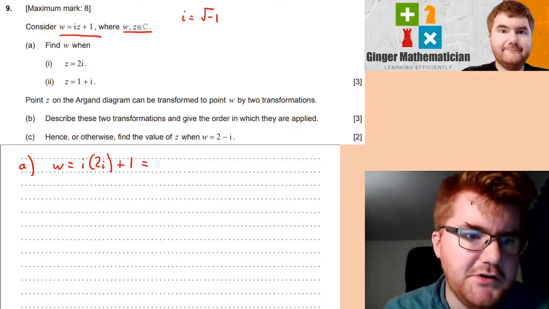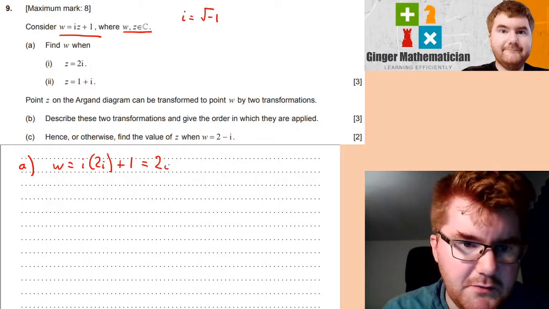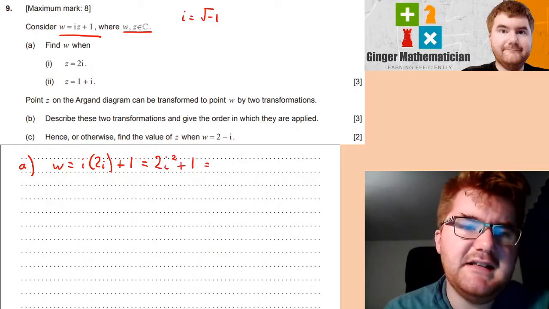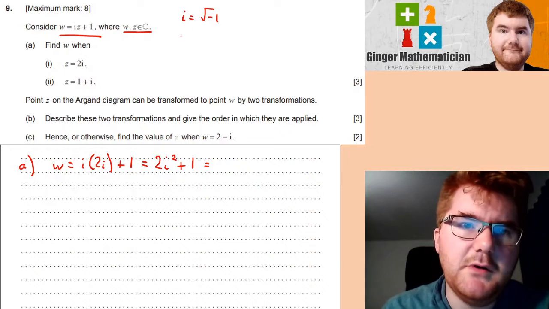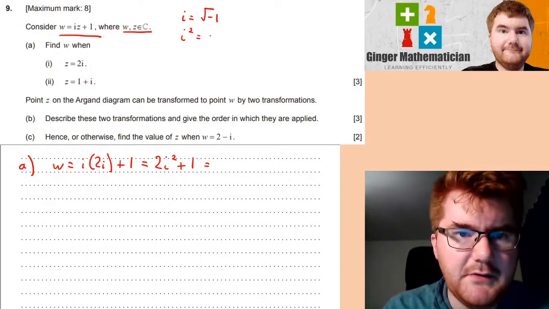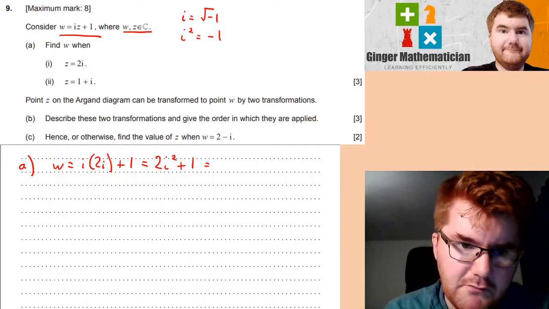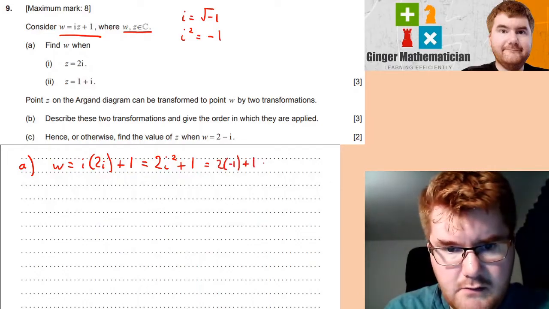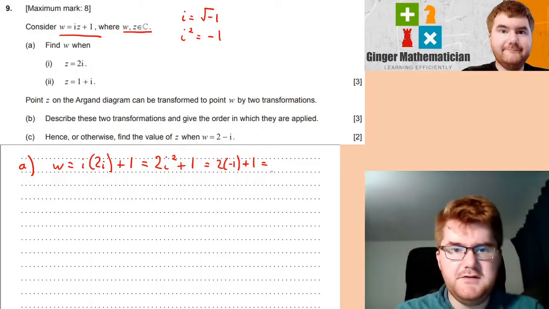And if we do this, 2i times i is equal to 2i squared. Remember that if i is equal to the square root of -1, it's a key fact to know here, i squared is equal to -1. So we replace the i squared with -1. And if we do this reasonably simple calculation, we get to -1.